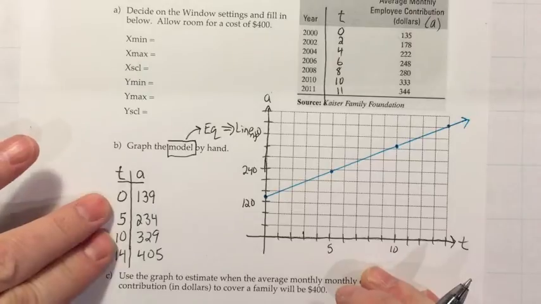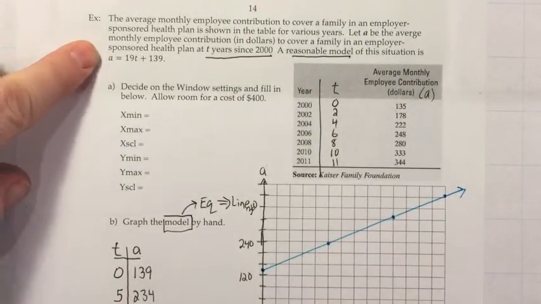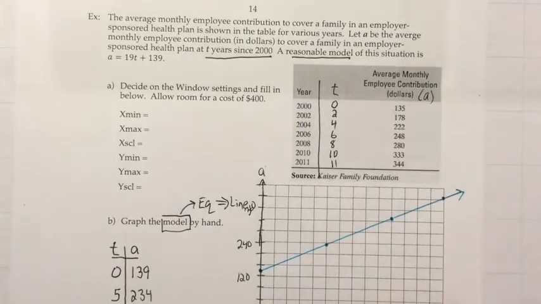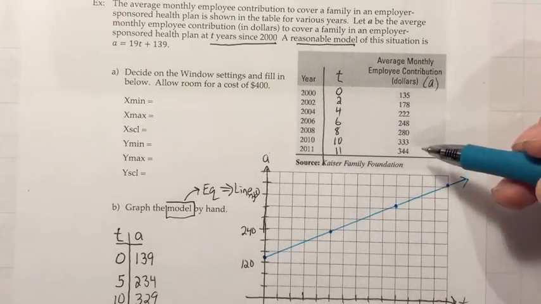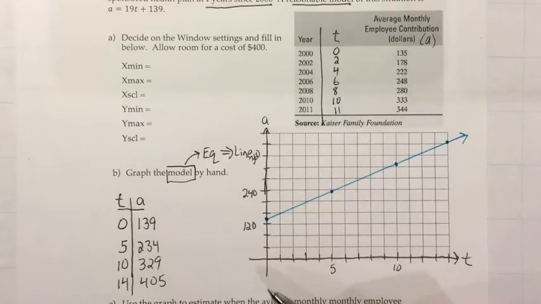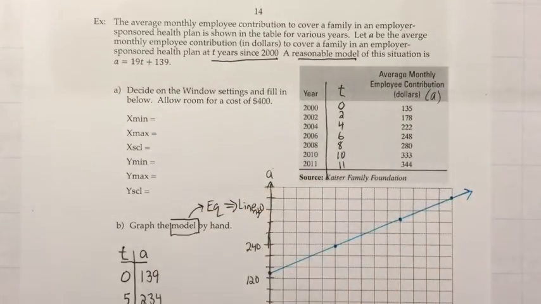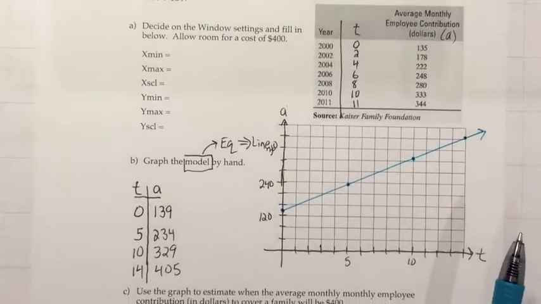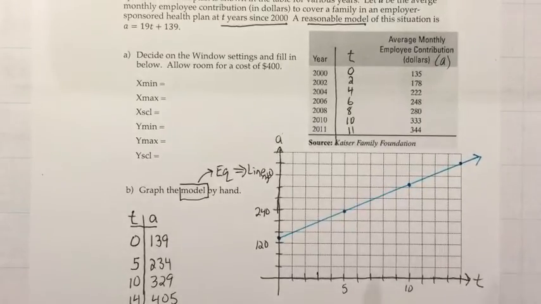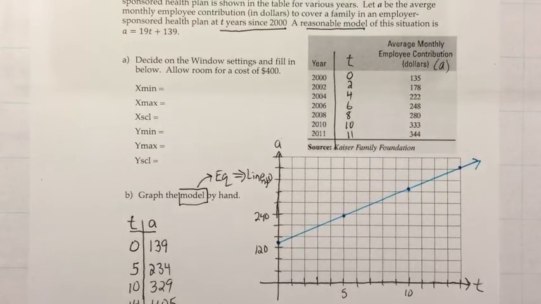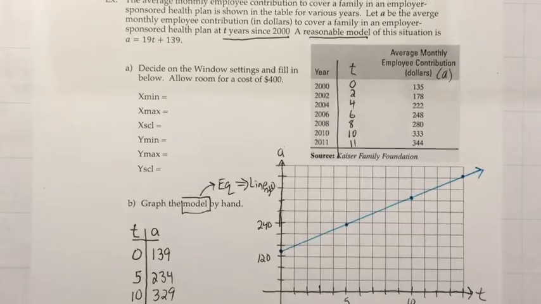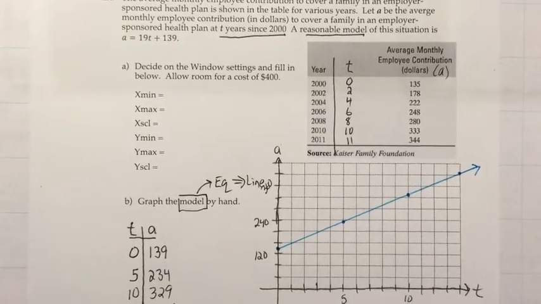I used ordered pairs that I got from the equation. I did not use the data values themselves, okay, because they didn't ask me to draw a scatter diagram. They asked me to graph the model, and by that they meant the equation. All right, so now let's think about if we were going to duplicate that on the graphing calculator, then how would we set up our window?